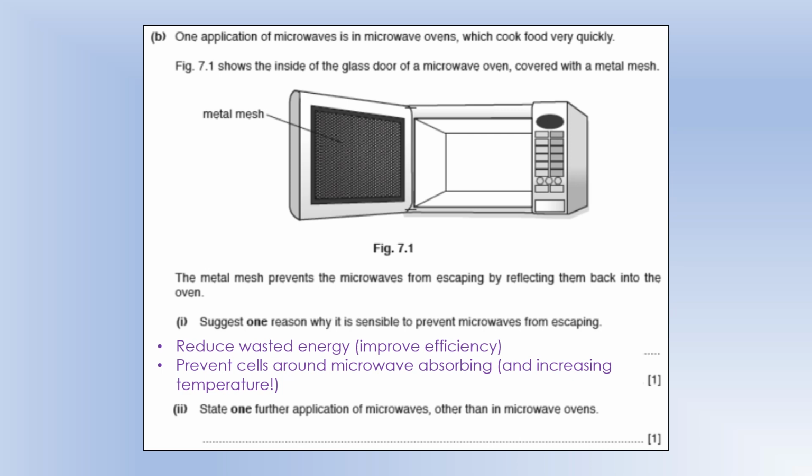And also we don't want living organisms, or more specifically the cells of organisms, absorbing the microwaves. It's not immediately dangerous, but if they heat up enough, that can cause the cells to burst, which is fairly dangerous. And then state one further application of microwaves other than in microwave ovens. Well, I can think of 2. We use them for communication, with satellites if we want to send a signal into space, and we also use them for Wi-Fi. So anywhere that's got a Wi-Fi network is using microwaves to send that information.